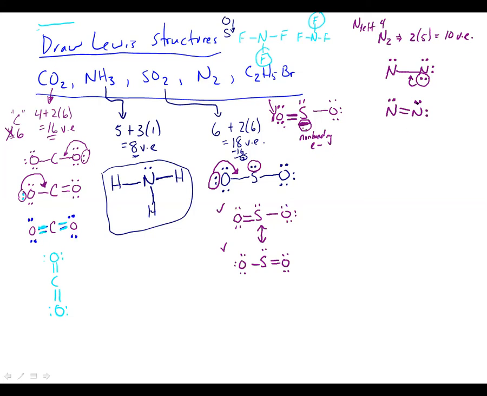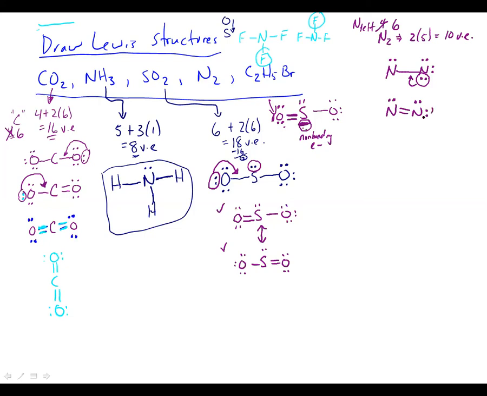Nitrogen on the right has 2, 4, 6, 8. Nitrogen on the left, 2, 4, 6. So by making that double bond, it got us closer, got us to 6 electrons for the guy on the left. But that is still not good because he doesn't have 8. So we're now going to have to move to a triple bond.